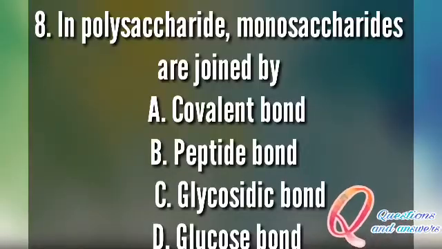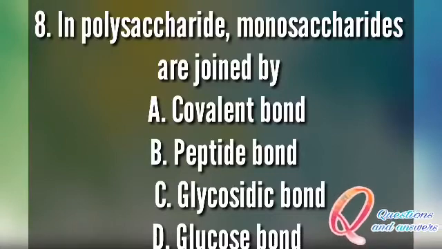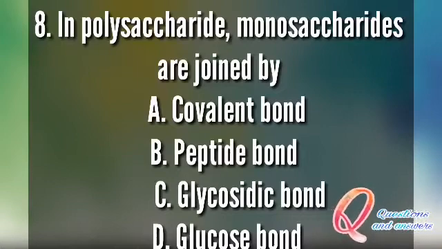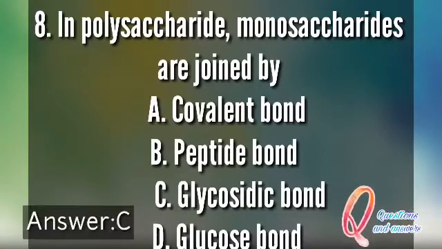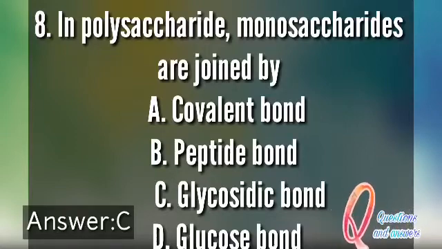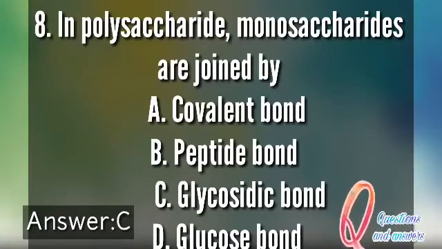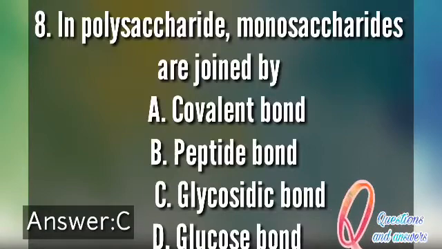Question number 8. In polysaccharide, monosaccharides are joined by A. covalent bond, B. peptide bond, C. glycosidic bond, D. glucose bond. Answer C. glycosidic bond. Explanation: in polysaccharides, the bond formed between two monosaccharides as a result of condensation is known as glycosidic bond.